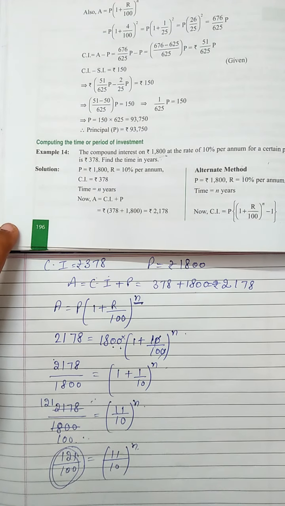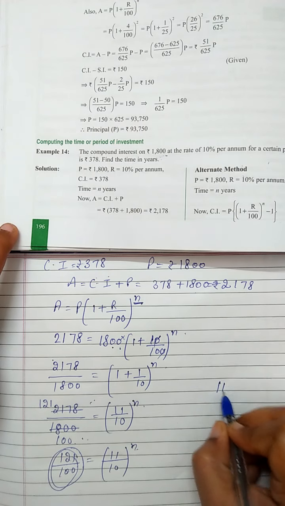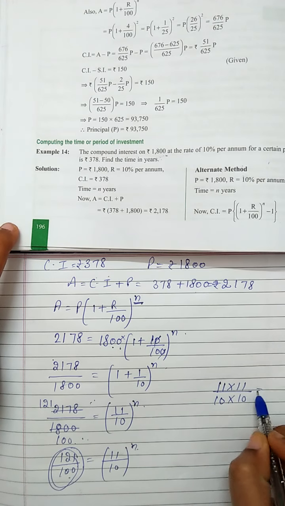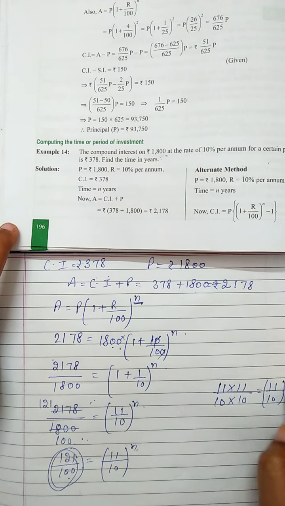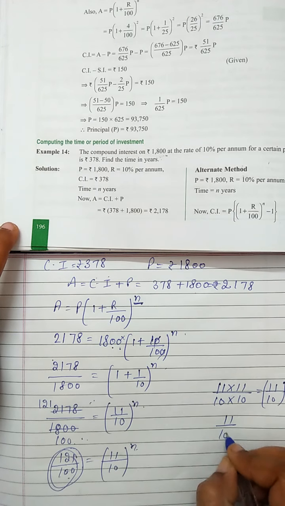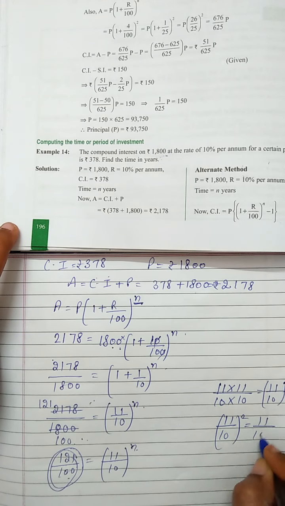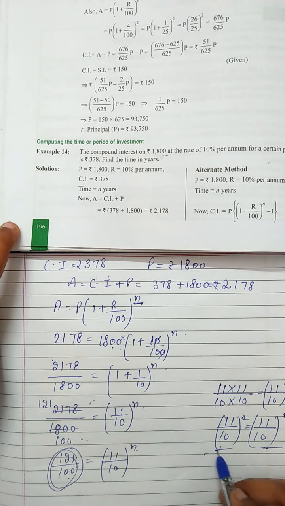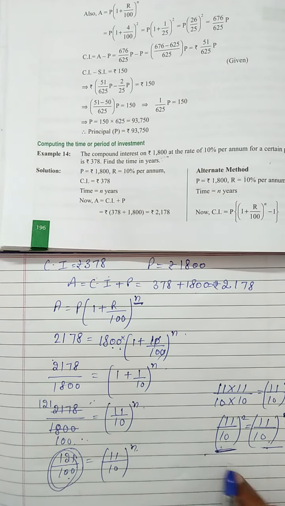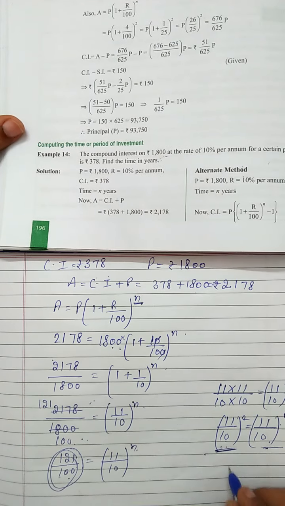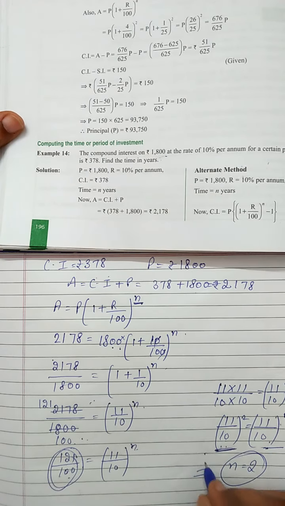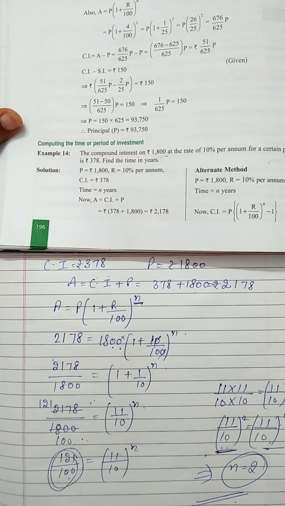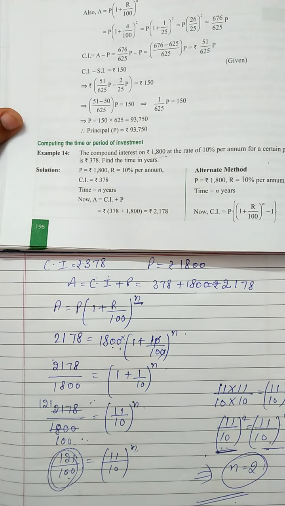As you know, 121 can be written as 11 into 11, and 100 can be written as 10 into 10. So it can also be written as 11 upon 10 raised to power 2 is equal to 11 upon 10 raised to power n. So these both are equal. As you know, if the bases are equal, then the powers are also equal. So n is equal to 2. Clear? So the time is 2 years. In this way we can find time.